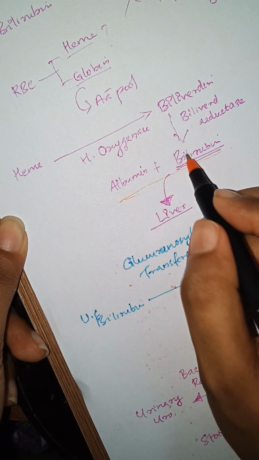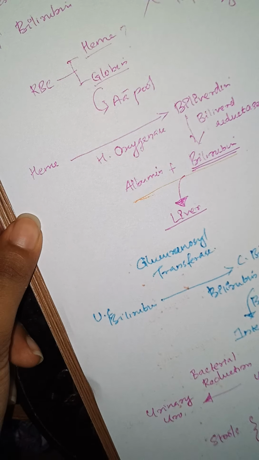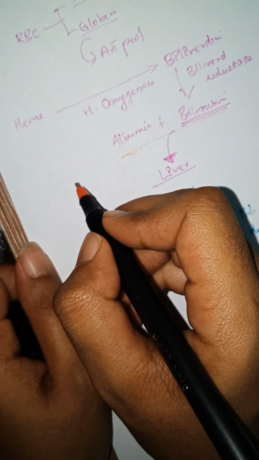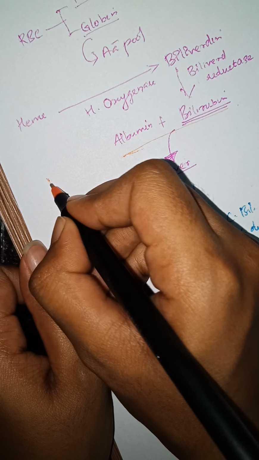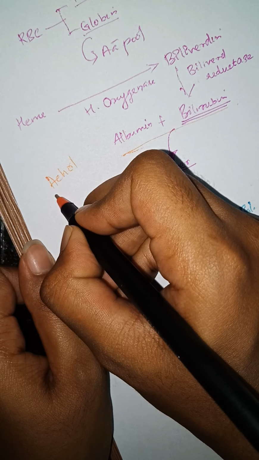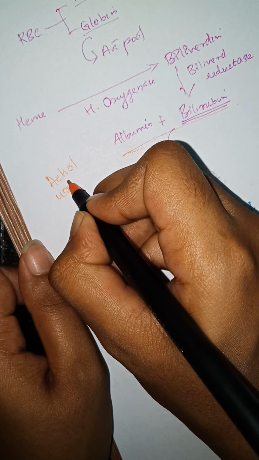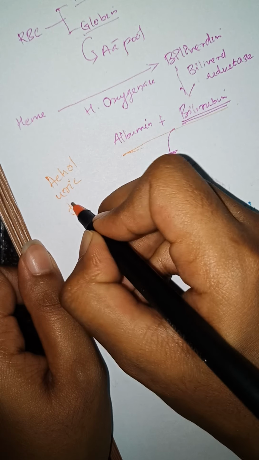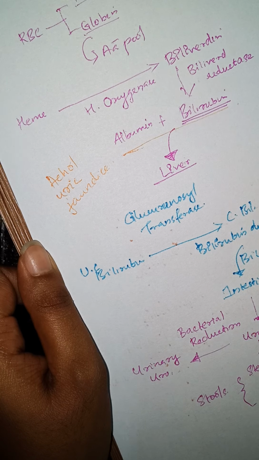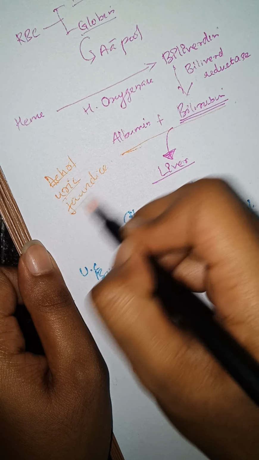This is a very large complex, so it cannot be excreted through the kidney. So this bilirubin will be absent in the urine, hence it is also called acholuric jaundice. Since the bilirubin is absent in the urine, it is also called acholuric jaundice.